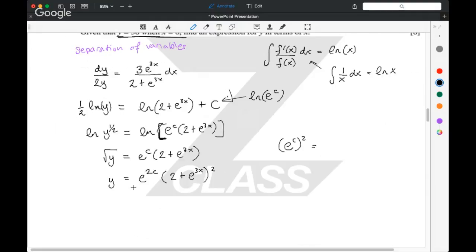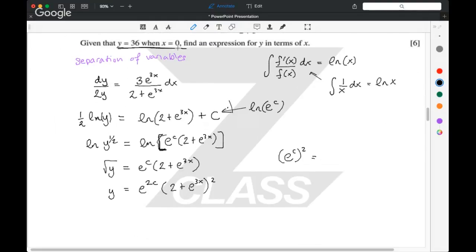Now I'm going to put my boundary conditions in, that stuff there. So I'm going to have that 36 is equal to e to the 2c, and when x is equal to 0, e to the 3x is equal to 1. So this is 3 squared. So e to the 2c is equal to 36 over 9, which is equal to 4. So e to the c is equal to 2. And that's it. Actually, forget even about that. Just put a 4 in here, and that is your equation.